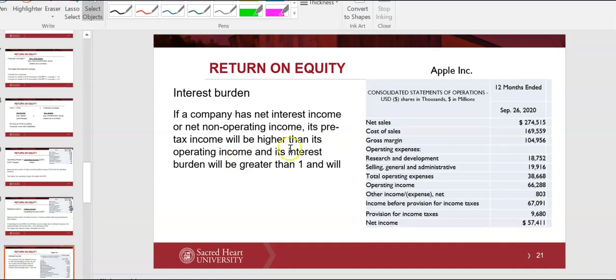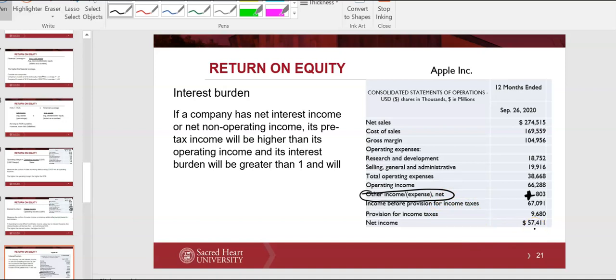So if a company has net interest income, not expense, but net interest income, or it has a net non-operating income. So what are we talking about here? Let's take a look at a simplified income statement from Apple. And we see here that below operating income, we have this other income of 803. So we are actually adding in this. Remember, for most companies, what we're going to see between operating income and pre-tax income is interest expense. But what else might go there? Any other non-operating gain, loss, expense, or revenue.